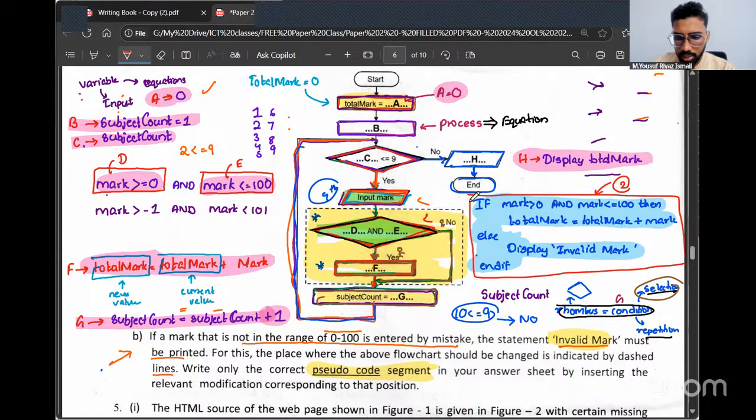And now tell me, out of 10 marks, A, B, C, D, E, F, G, H, yeah. Out of 10 marks, 8 marks for the first question, 2 marks for the second question. Out of 10 marks, how many marks did I get?